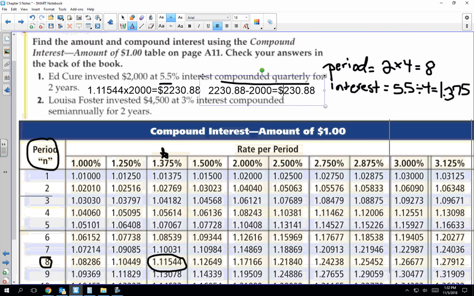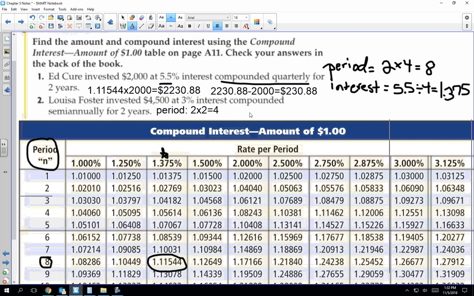All right, we're going to do that one more time, except now we're going to go 3% interest compounded semi-annually. So we're going to find the period first. So that's compounded semi-annually, that's twice a year times 2 years. So that's 4 periods.